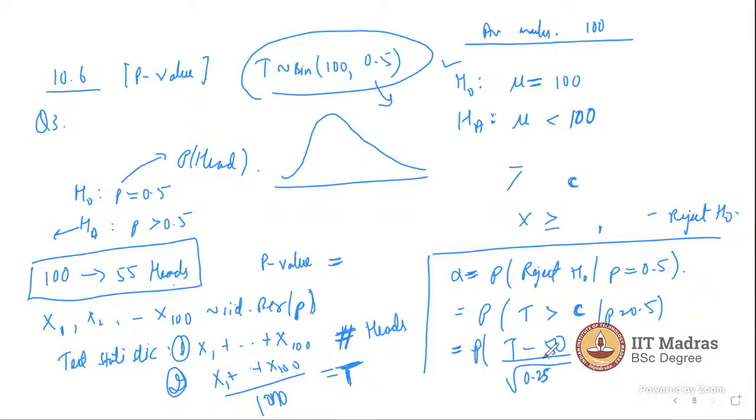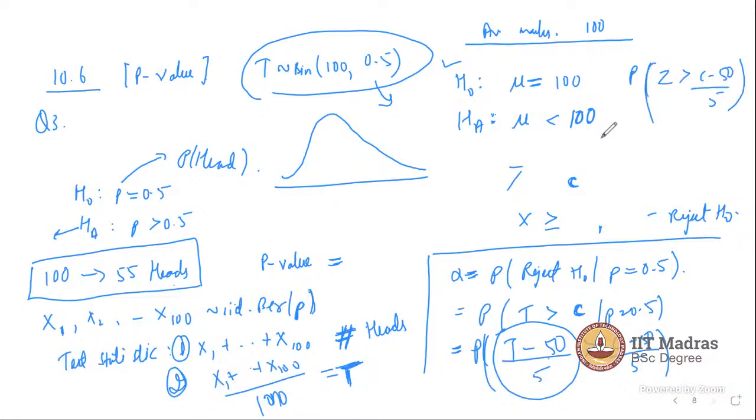If 0.25 into 100, right? So it is going to be your 5. So this is again C minus 50 by 5. So this becomes your Z. So it will be probability Z greater than C minus 50 upon 5, right? And this is nothing but 1 minus Φ of (C minus 50) upon 5.